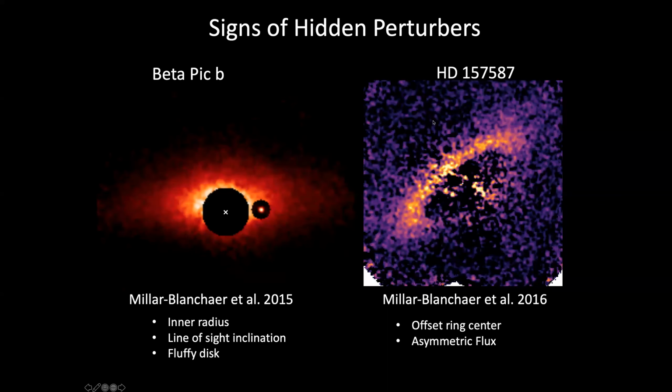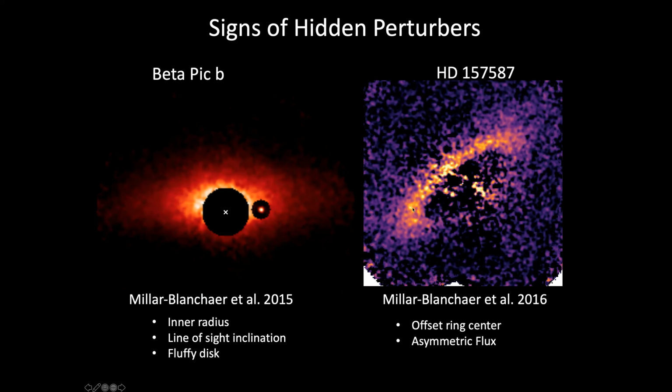Now, in the case of HD 157587, one thing that we found in modeling this disk is that the disk is actually not centered. The center of the disk is not where the star is. It's slightly offset.